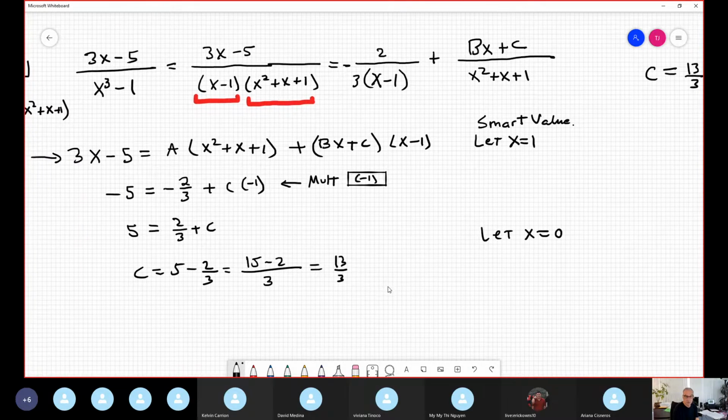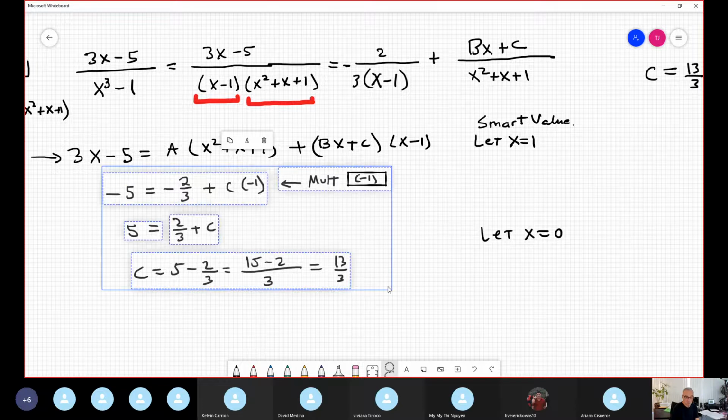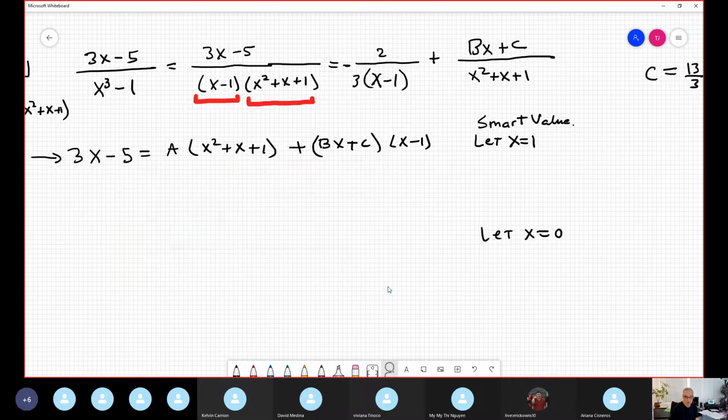Now, let's move on to another smart value. Okay. I select negative 1 because I consider it easier. It doesn't matter what number you select, guys. Remember, this is a polynomial. Polynomial, the domain is all real numbers, and you select any value that you consider easier. Suppose we select negative 1.